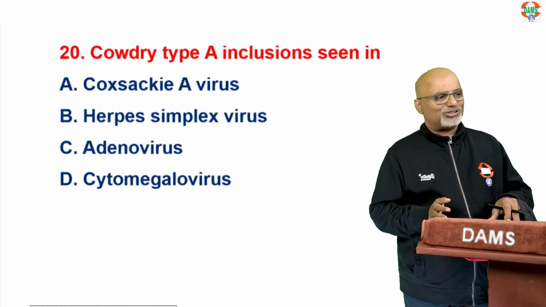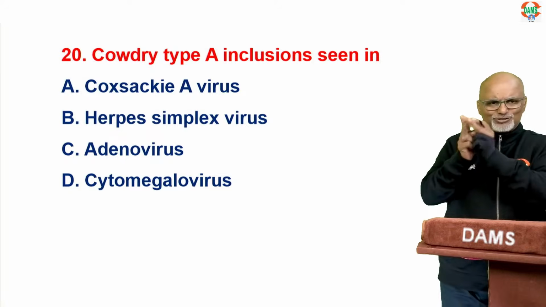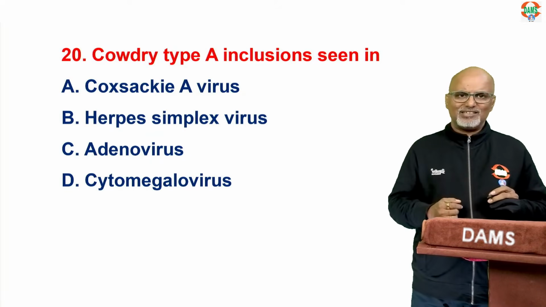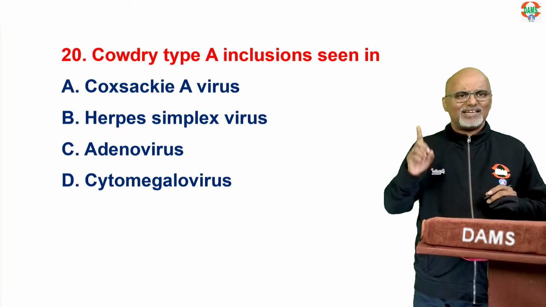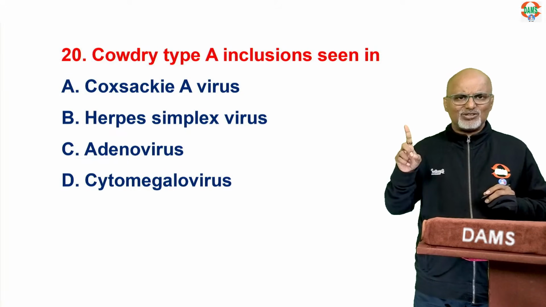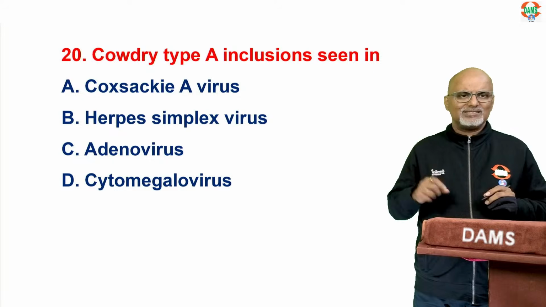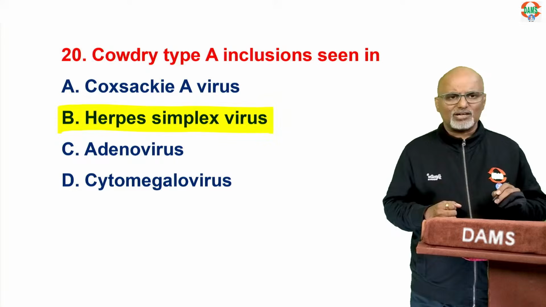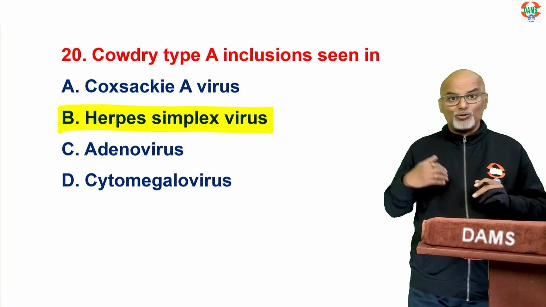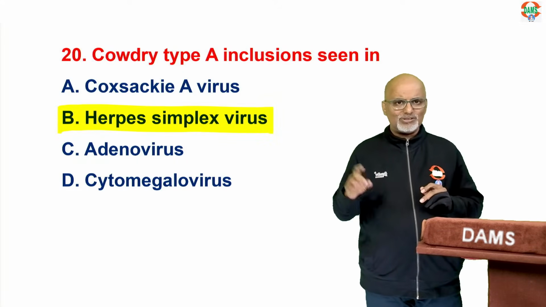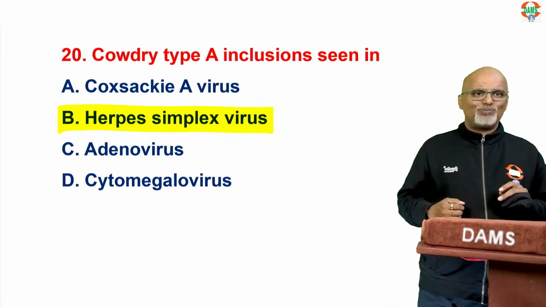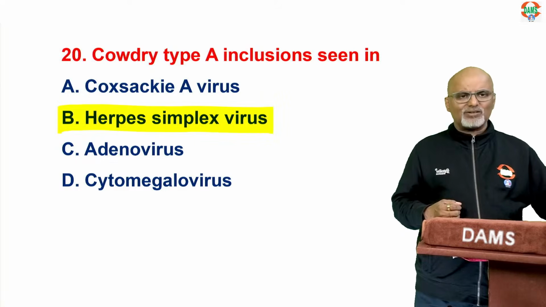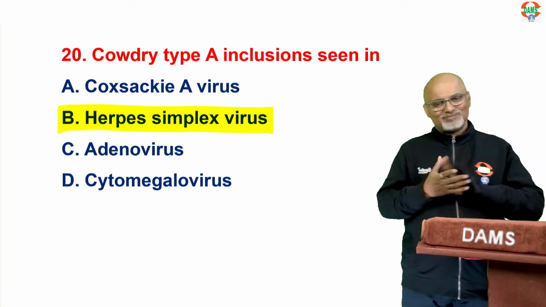Yeah, last question, go very fast. Memory: Cowdry type A inclusion seen in? Cowdry type A is seen in herpes, Lipschütz, yellow fever, Torres, varicella zoster. Cowdry type B: adenovirus, poliovirus, cytomegalovirus. So you should be aware of all viral inclusion bodies.